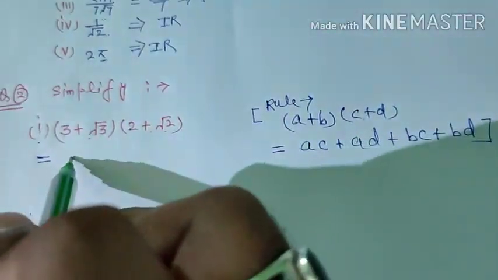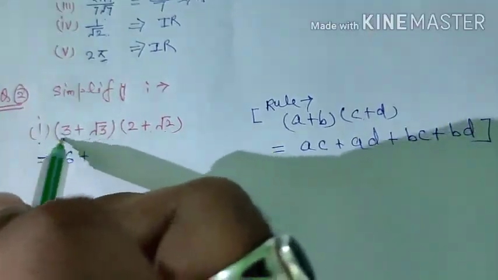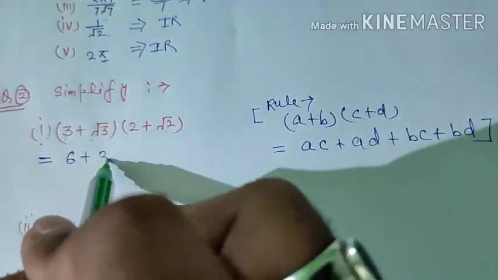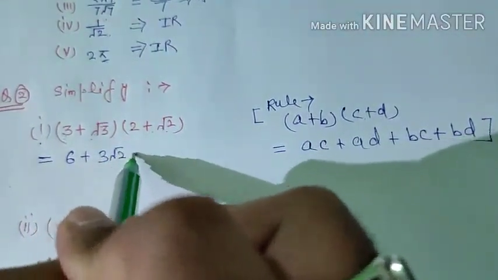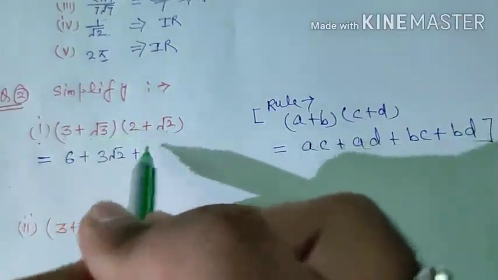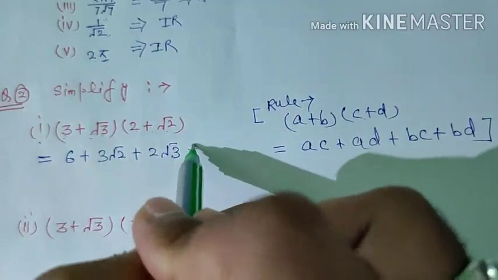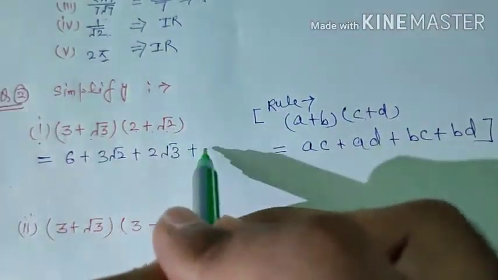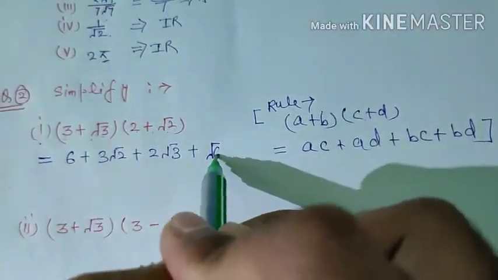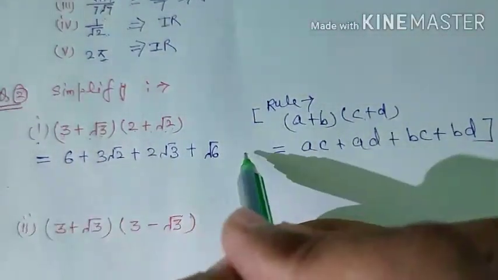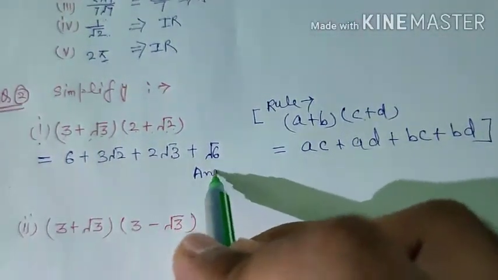3 2s are 6, 3 into root 2, 3 root 2. Root 3 into 2, 2 root 3. Plus root 3 into root 2, root 6. We cannot solve it further, so this will be your answer.